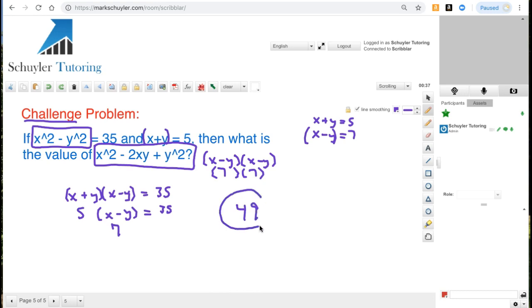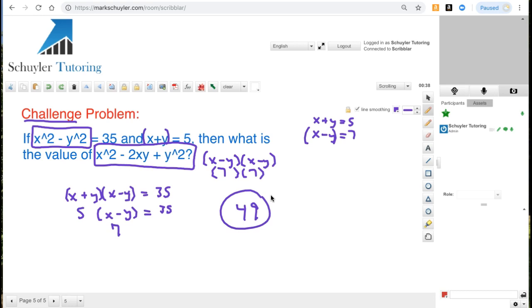We've gotten the answer to the challenge problem right without actually taking the time to solve for the individual values of x and y. We just treated it as bits of algebra where whole quantities stand for something, and we can substitute them in and solve for them as a quantity.